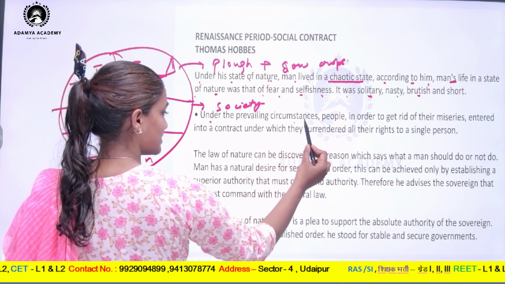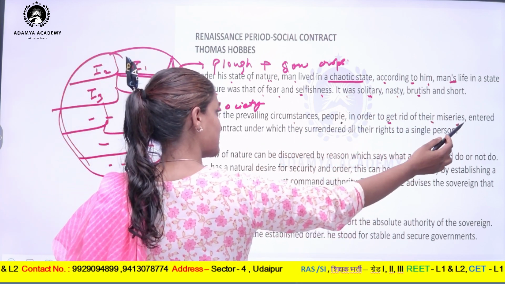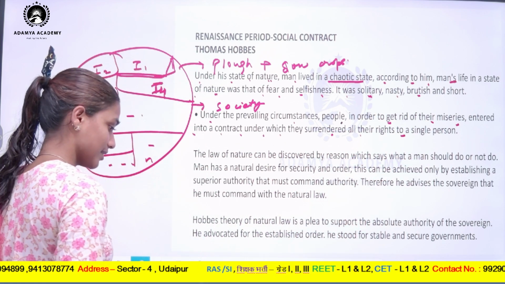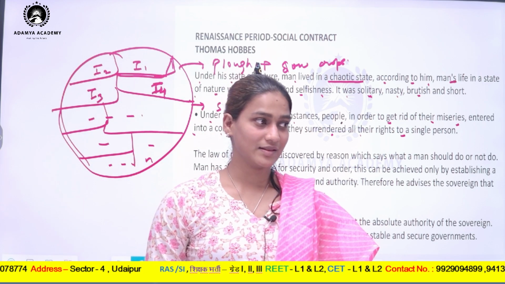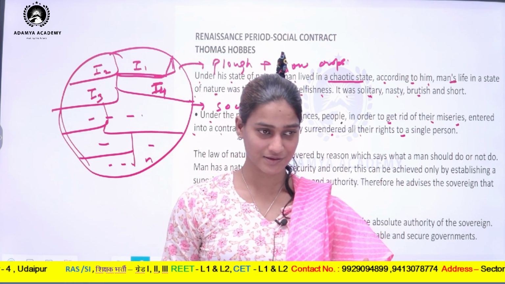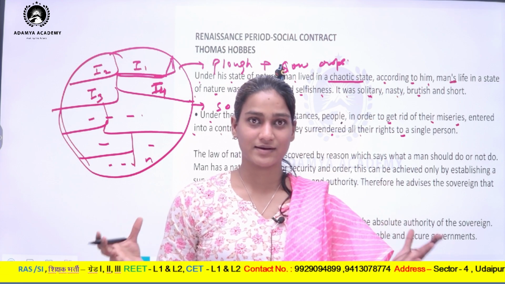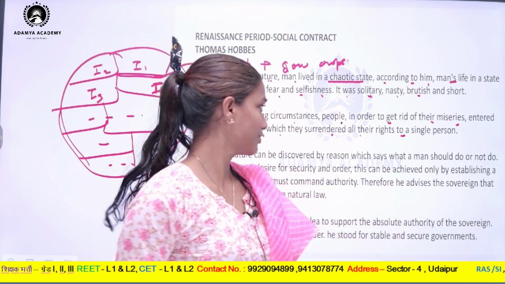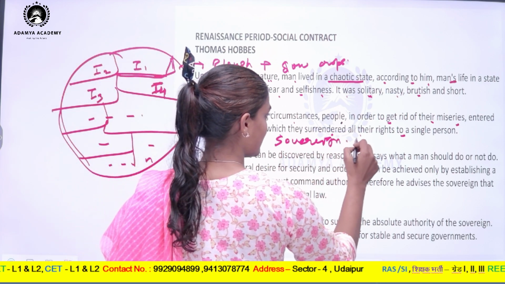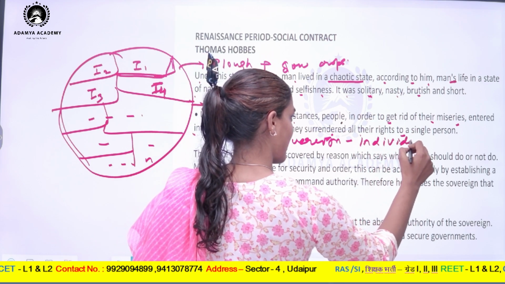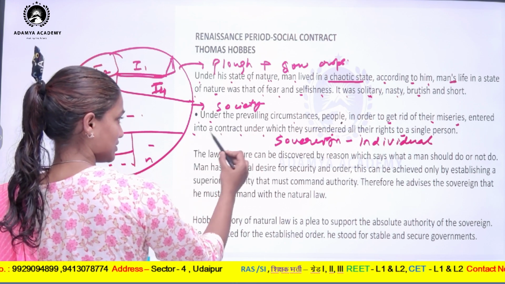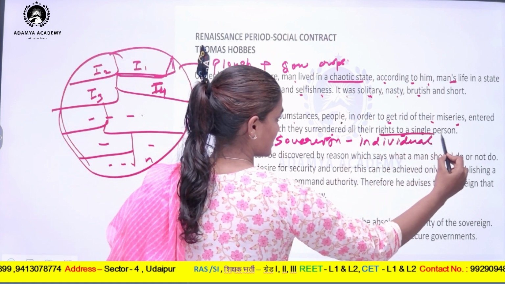Under the prevailing circumstances, people, in order to get rid of their miseries, entered into a contract under which they surrendered all their rights to a single person. So in this condition, what can be the solution for this problem? The solution may be that a person who can manage all the individuals at the same time should take hold. So the need of a sovereign person or a single individual arose in the minds of the people. This is what is written in this second point.